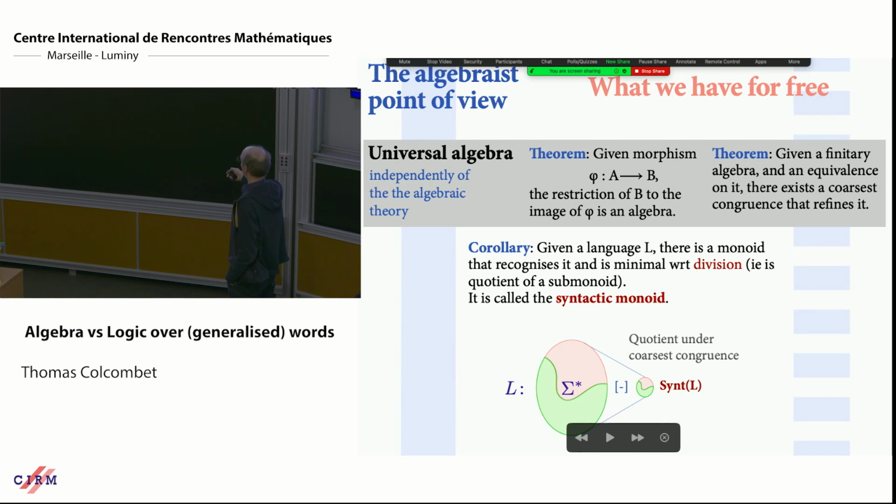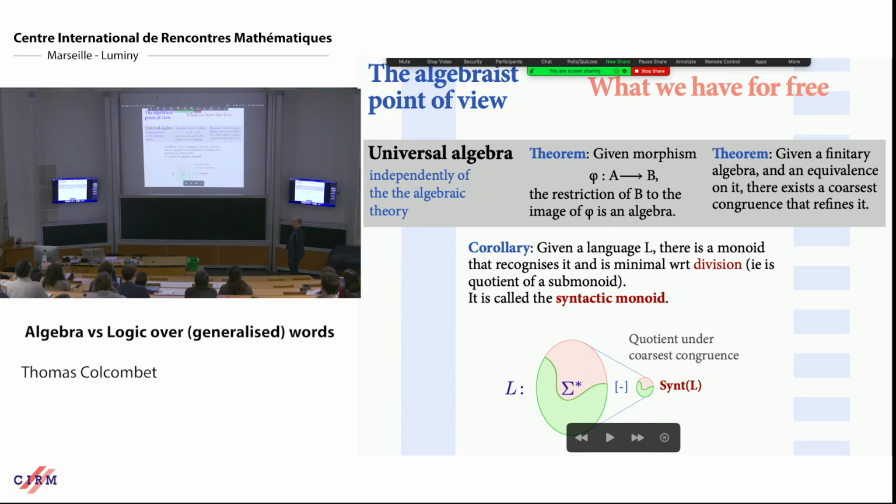But how does it work? You take the set of words equipped with product, and you quotient, and you say, oh, but it's naturally split into two pieces, two equivalence classes: things that are inside the language, things that are outside the language. So I can fire this theorem here, and then I can just quotient it.